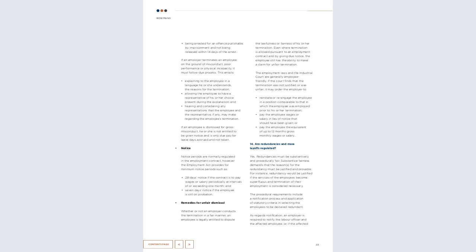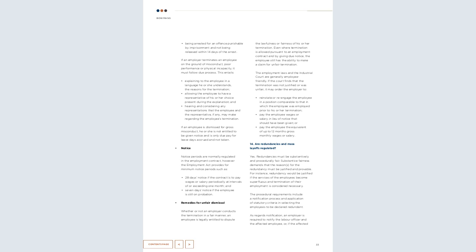So are redundancies and mass layoffs regulated? Yes, redundancies must be substantively and procedurally fair. Substantive fairness demands that the reasons for the redundancy must be justified and provable.